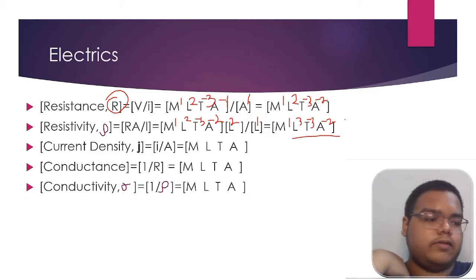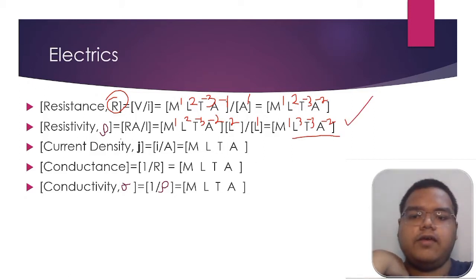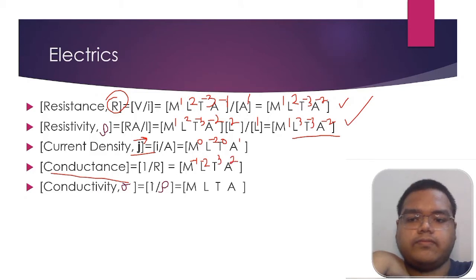Okay. Done. Next, current density J, which is also a vector quantity. So it will be I by A. Simple formula. A to the power 1, L to the power minus 2, and the rest all to the power 0. Conductance is I by R, so it will be the opposite of this one. So it will be M to the power minus 1, L to the power minus 2, T to the power 3, A to the power 2.